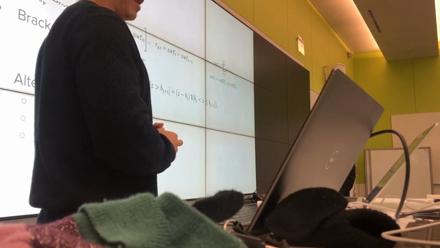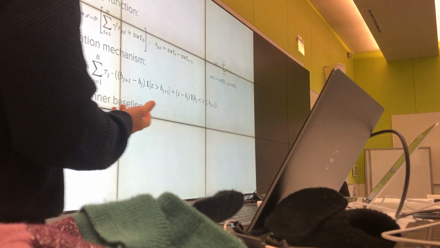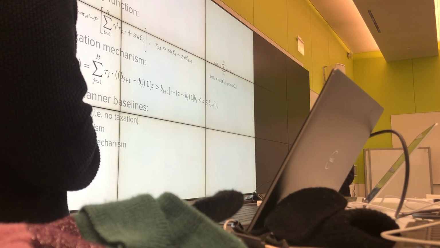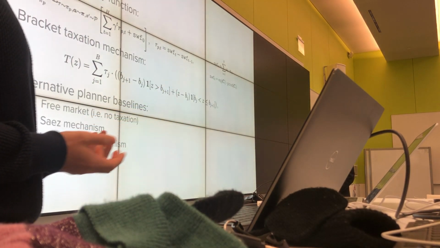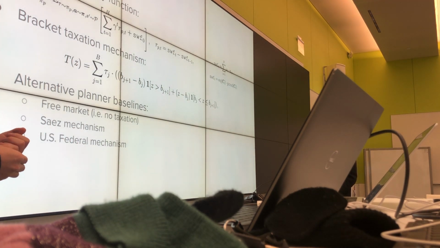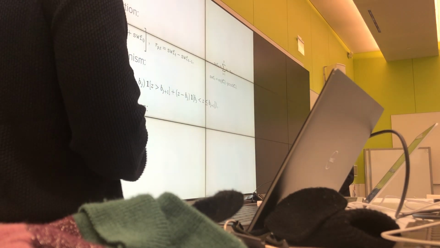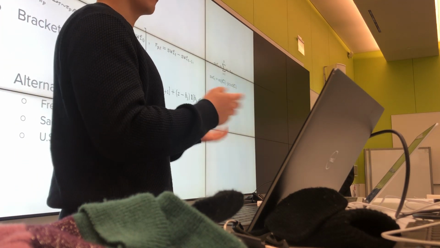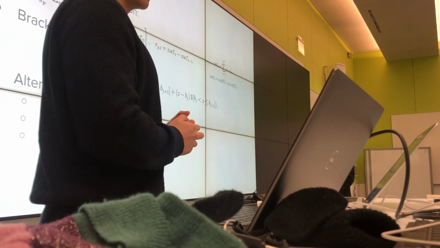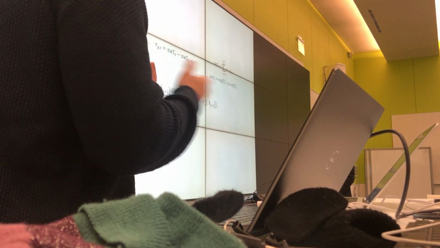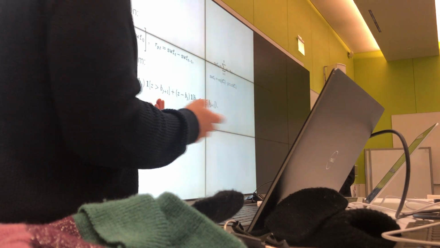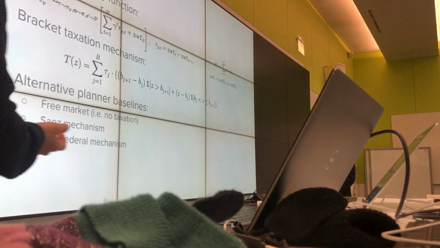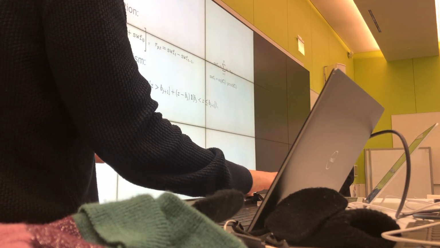And so in the paper, the authors also discuss some alternative planner baselines. They discuss, I think, free market, i.e. no taxation, where productivity is maximized and there maybe is no incentive for equity. They mention the Saez mechanism, which is a more theory-heavy framework, which assumes some hyperparameters that you regress from income data, and then it regresses some kind of elasticity, which you can use to derive an actual taxation mechanism. And then they also compare it against the US federal mechanism, which we'll dive into later.